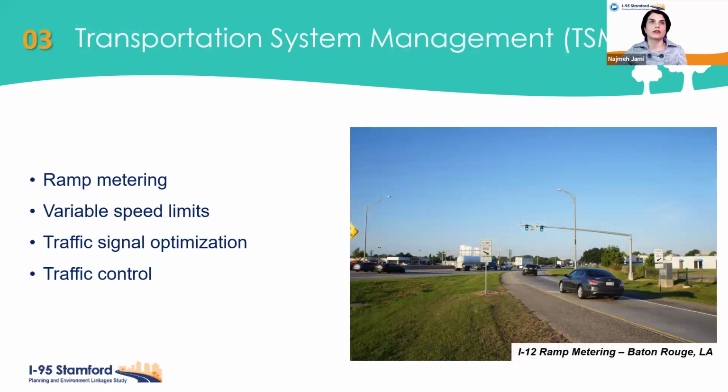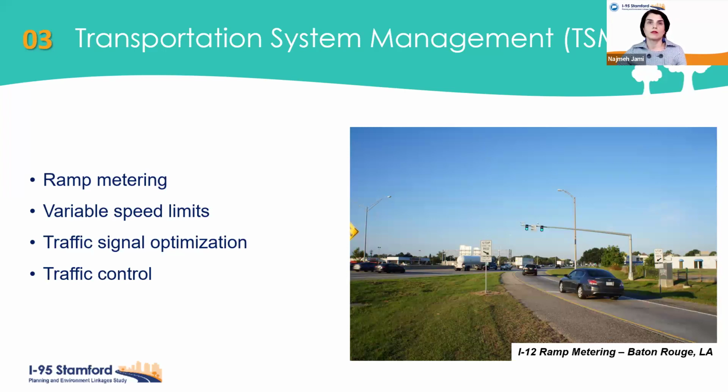Moving to the next category, which is transportation system management, or TSM. This approach aims to optimize the existing transportation network using data and technology to make the best of what we already have, rather than expanding our roadway or building new infrastructure. And it focuses on approaches that leverage real-time traffic conditions to make dynamic decisions to improve mobility and safety of the system. So one example of that is ramp metering, which you can see on this slide.